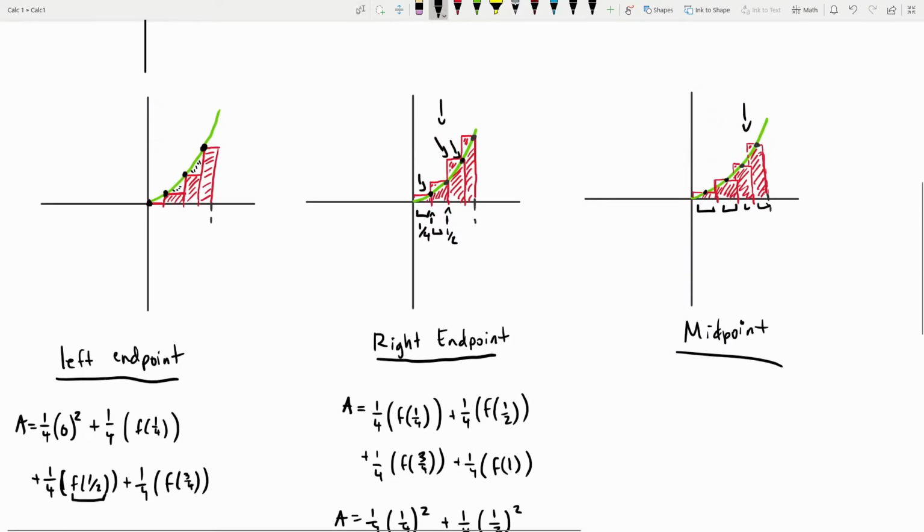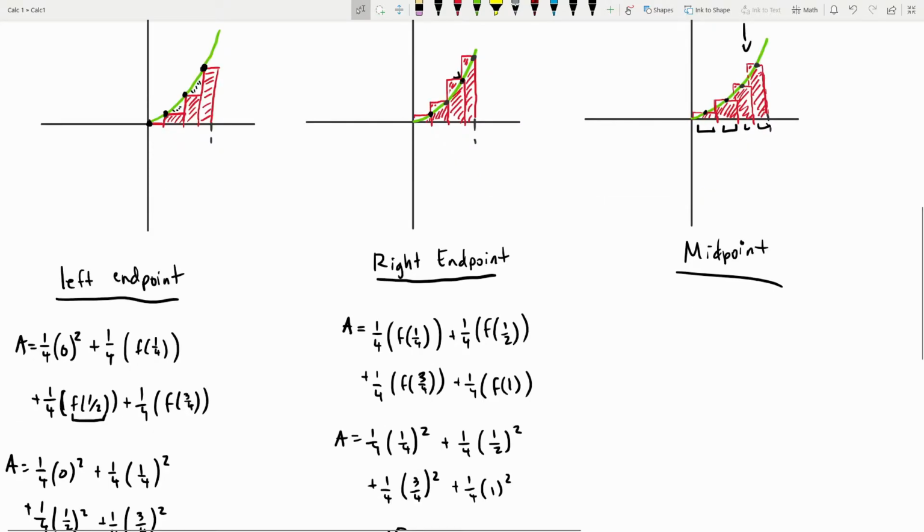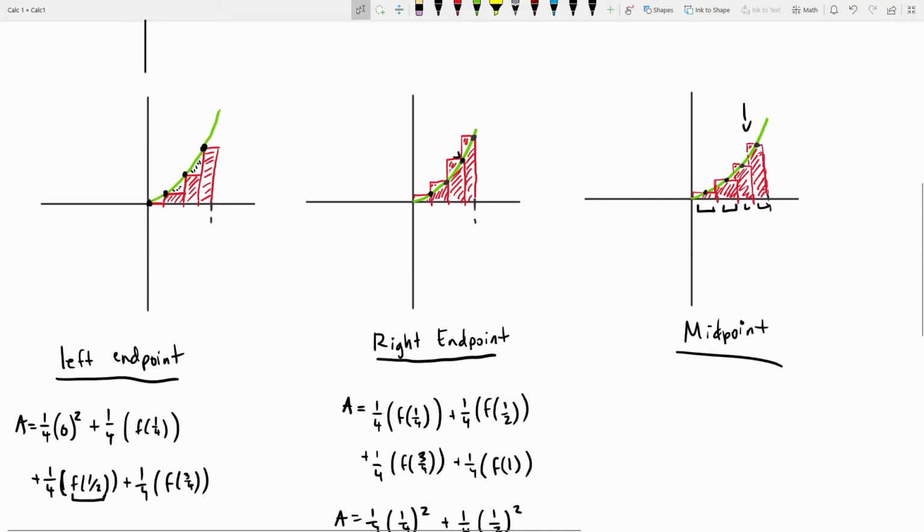But again, we know that this is going to be an overcomputation because we are accounting for these extra pieces of these rectangles. So now on to the last method, which is the midpoint method. And the calculation is going to go in a similar way. We have 4 rectangles. We want to sum up the area of all 4 rectangles, and we're going to say that that's the area under the curve.